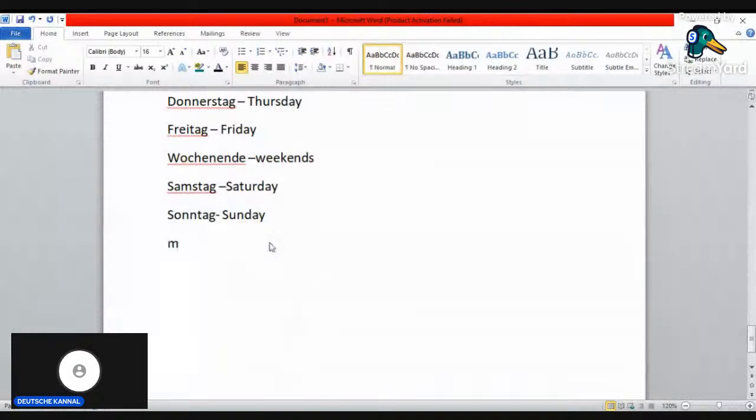We can also say Monat, months, the months of the year. This is January, February, March. First of all, months are called in German Monat. Monat is month, singular. Then plural is Monate, months.